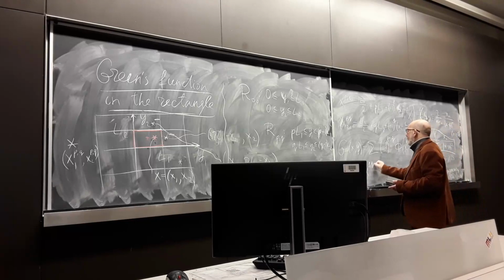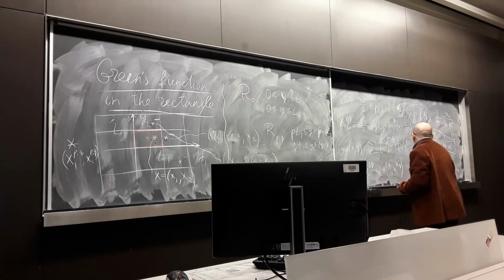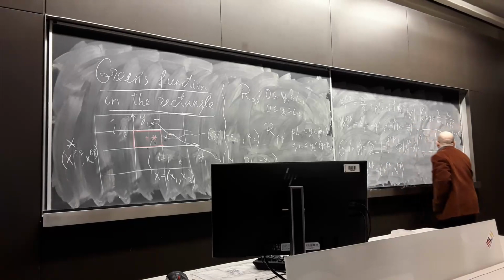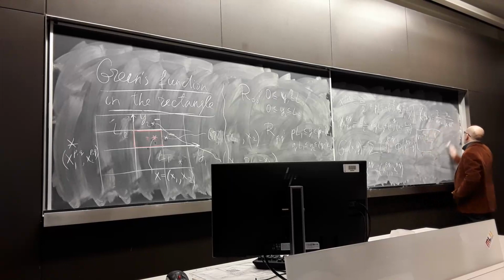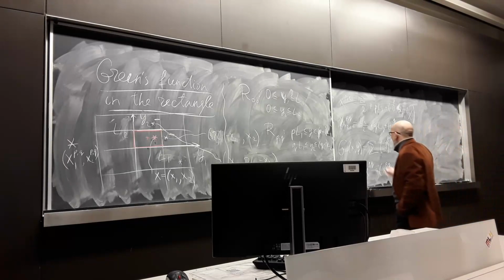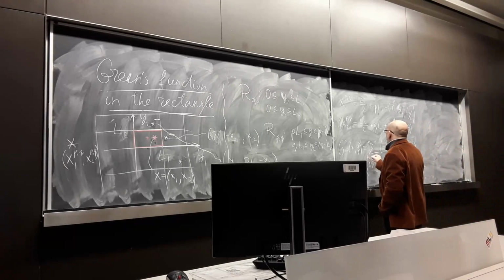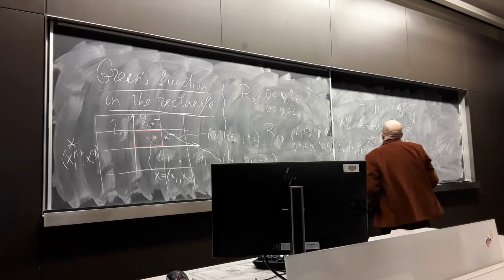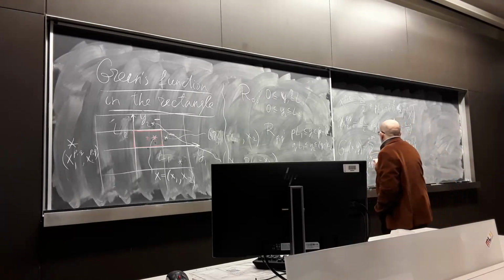X pq equals x1 pq, x2 pq. Sum, it is a double sum, pq from minus infinity to plus infinity. So in fact it is a double sum.